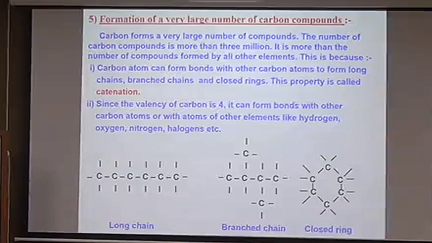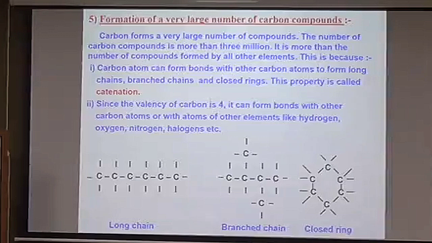Then the atoms of other elements can join this skeleton of carbon atoms in a number of ways. So this gives rise to a large number of compounds. Another property we call tetravalency. As the name suggests, its valency is 4.